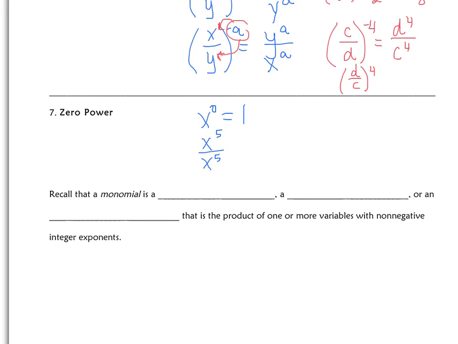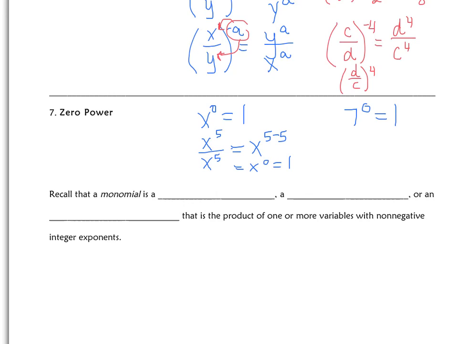But if we think about the quotient property, where you would subtract, this would equal x to the 5th minus 5, which is x to the 0, so it's 1. So an example would be 7 to the 0 power is going to equal 1.